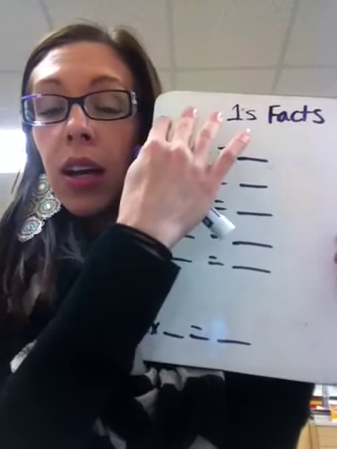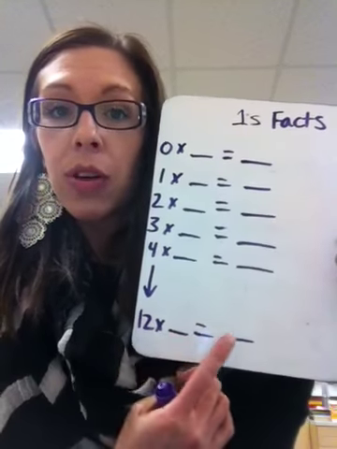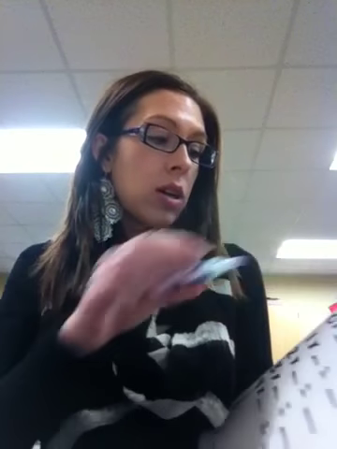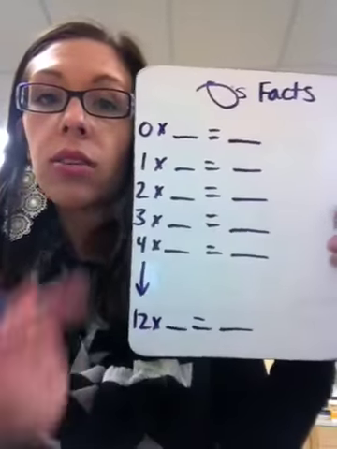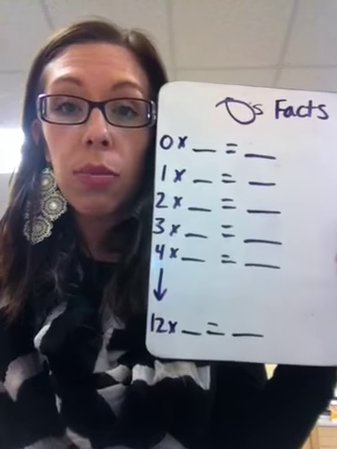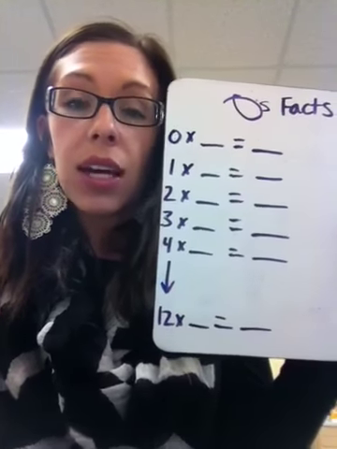I need you to make one of your pieces of paper for your ones facts, and then I need you to do another piece of paper with your zeros facts. So you're going to go ahead and pause the video now, create your two charts on two separate sheets of paper, and then come back when you're ready to get started. Go ahead and pause the video now. Okay, great. Did you create your charts? All right, good. Let's get started.